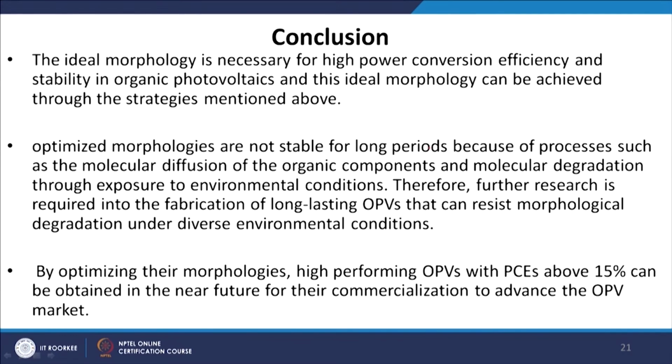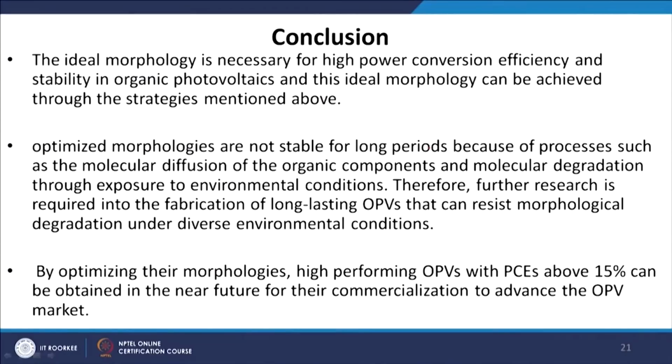The ideal morphology is necessary for high power conversion efficiency and stability in organic photovoltaics, and this ideal morphology can be achieved through the strategies mentioned above. So, in conclusion, what we have learned is that in a bulk heterojunction solar cell we need a bicontinuous, phase-separated, percolated network, and that is the optimum morphology. An optimum morphology is always related to exciton diffusion and exciton dissociation. If the morphology is optimum, then the photophysics will also be good and we will get a larger JSC value and larger VOC value. We have discussed some of the design strategies for improving the morphology and the efficiency of the device.